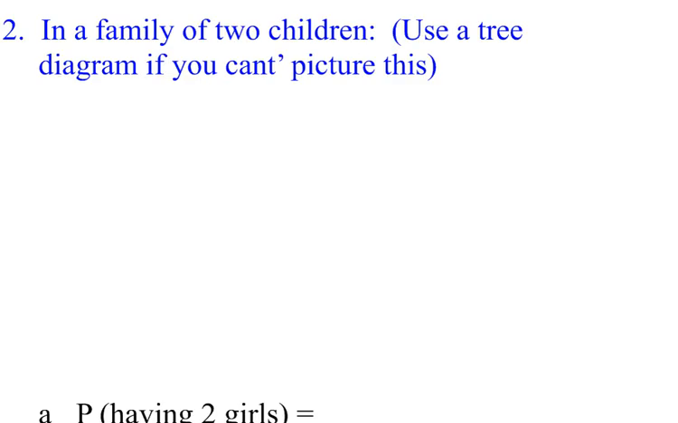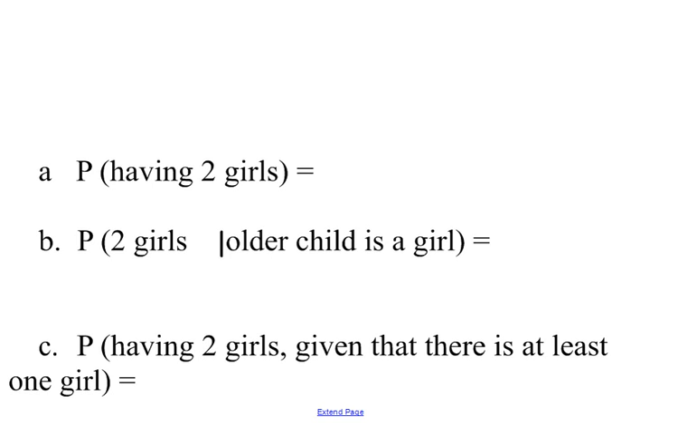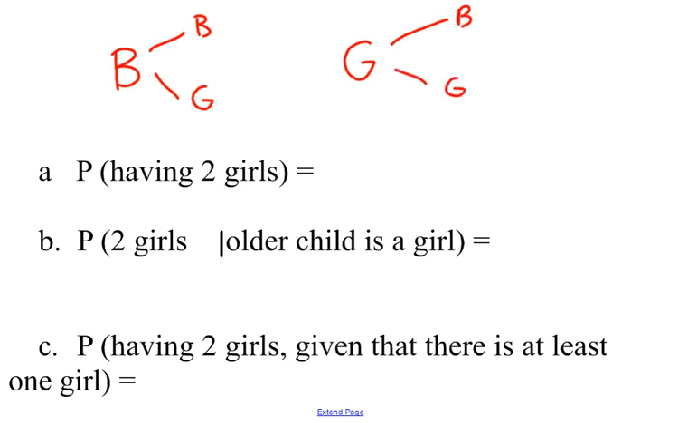In number 2 it says in a family of 2 children, and then they're going to have different probabilities. So we're going to do a tree diagram. I'm just going to move this down so we can see our problems, and I'll do my tree diagram here. When I have children, I can have a boy first or a girl first. And then your second born child can be a boy or a girl, and still a boy or a girl. So there is my tree diagram.